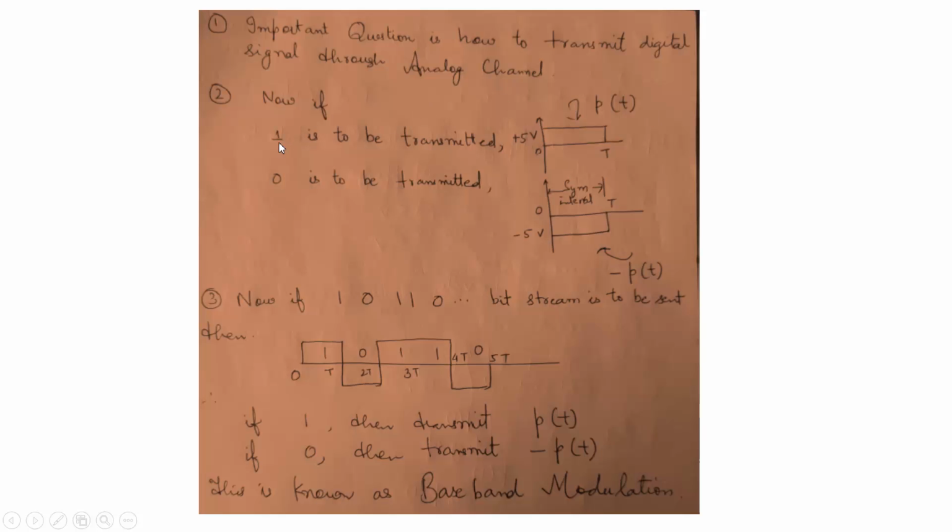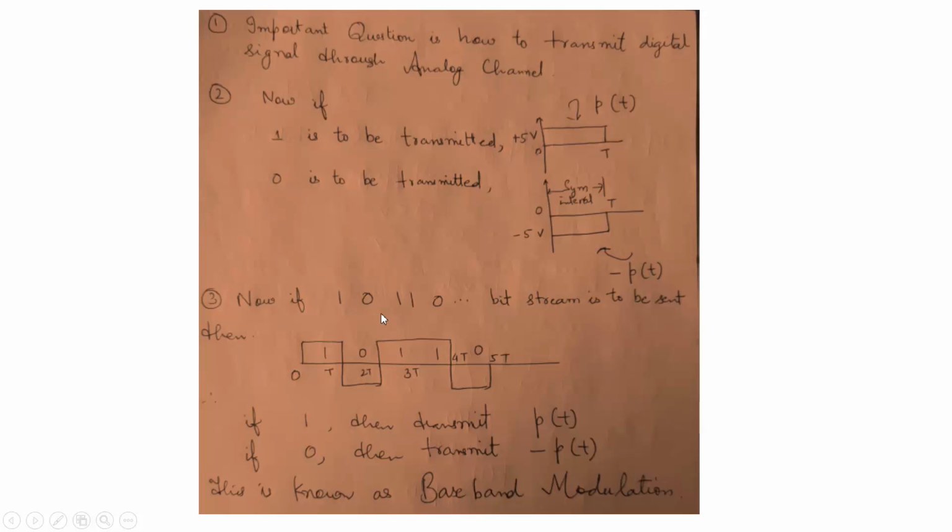So when 1 comes, we will transmit a pulse PT, which may be a plus 5 volt pulse. The shape of the pulse does not matter at present. It can be a positive polarity sinusoid, and when 0 is to be transmitted, we will transmit minus 5 volt, or it can be a negative polarity sinusoid. So the pulse shape does not matter at present, but I am taking a pulse PT to represent 1 and minus PT to represent 0.